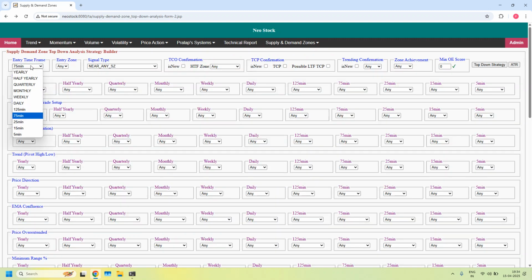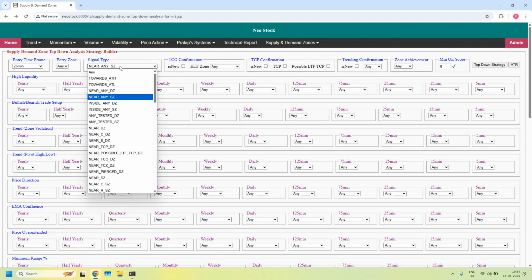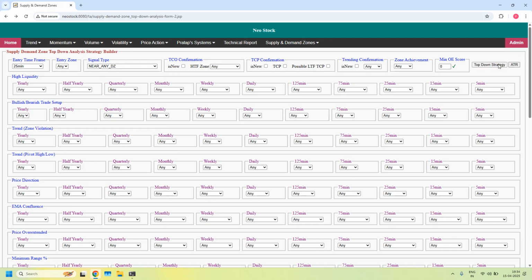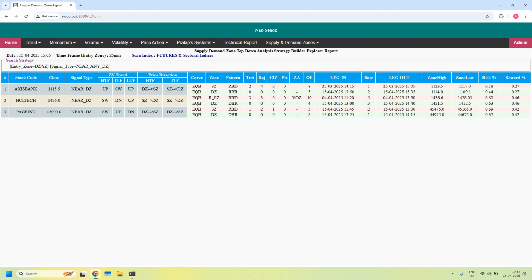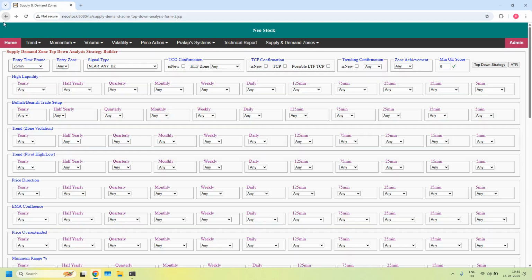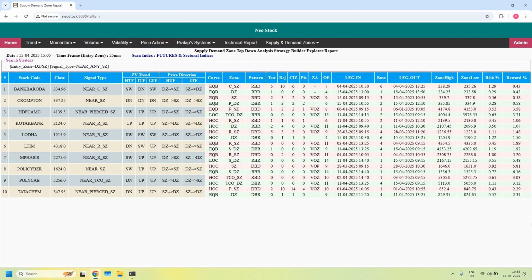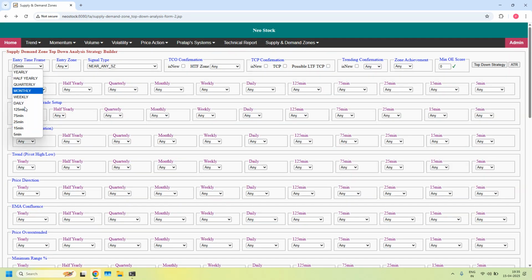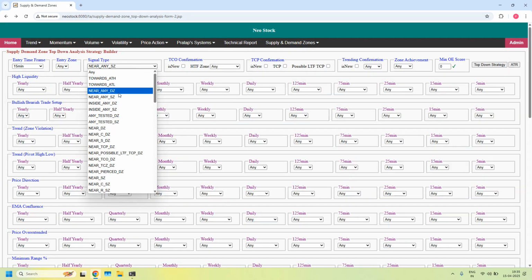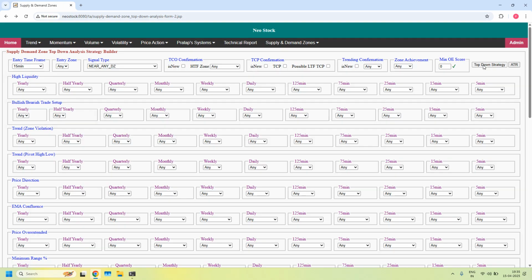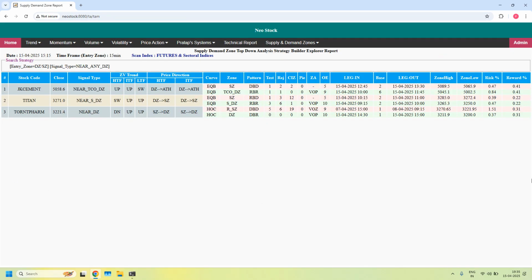Next time frame is 25 minutes. Stocks near to the 25 minutes demand zone, we got 3 stocks. Next, stocks near to the 25-minute supply zone, we got 10 stocks. Next time frame is 15 minutes. Stocks near to the 15 minutes demand zone, we got 3 stocks.